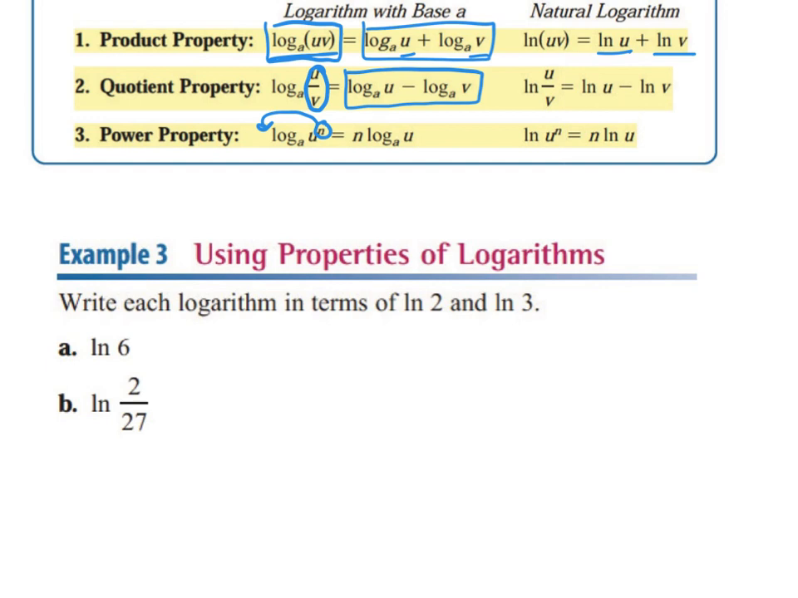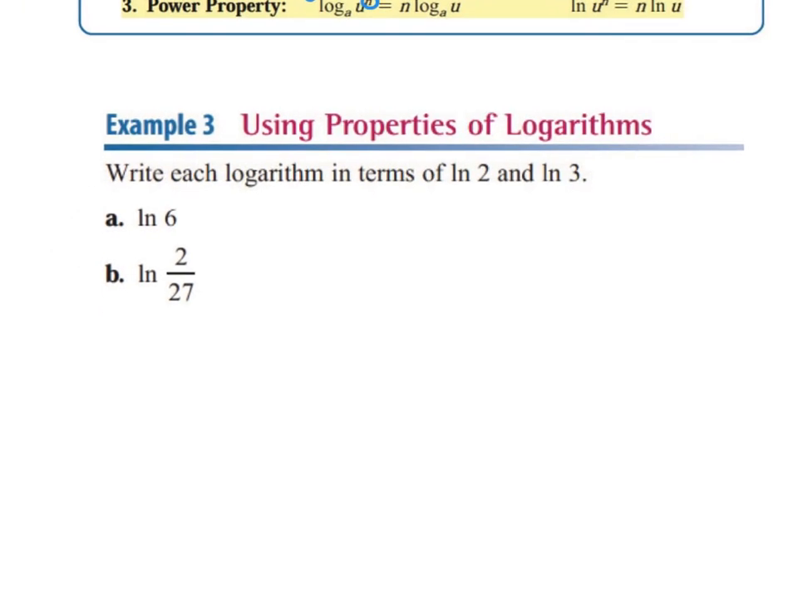So example 3 says write each logarithm in terms of ln of 2 and ln of 3. So first thing we need to do is take a look at 6. How can we change the number 6 to look like the number 2 and the number 3? We know 6 is 2 times 3. So this is the ln of 2 times 3, right? This is the same thing as saying the ln of 6. We just broke up our 6 into 2 times 3.